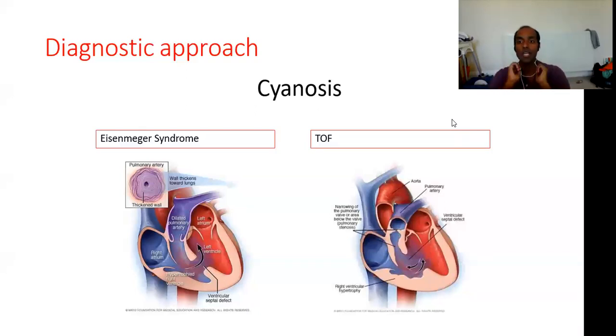So you have a patient, you are doing the cardiovascular exam, you find cyanosis, you're really happy, because in adults, this could be only either Eisenmenger syndrome or tetralogy of Fallot.